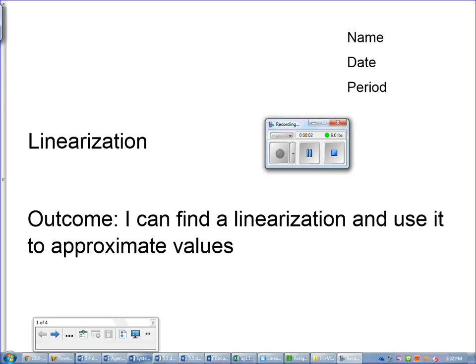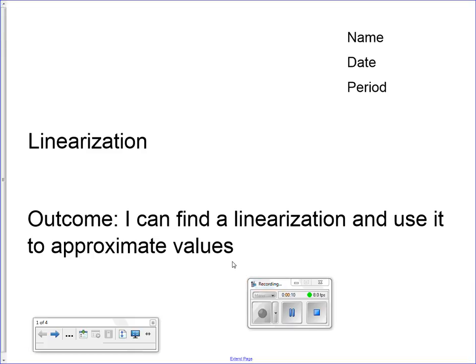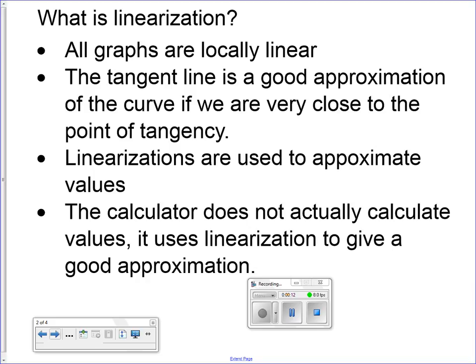The title of this note is linearization, and the outcome is I can find a linearization and use it to approximate value. So what is a linearization? We talked about this when we first talked about tangent lines. All graphs are locally linear. That means when you zoom in very, very close, the curve begins to look like a straight line. So the tangent line is a really good approximation of the curve if we're very, very close. Basically, the curve and the tangent line look practically identical if you're zoomed way in. So linearizations are used to approximate values.